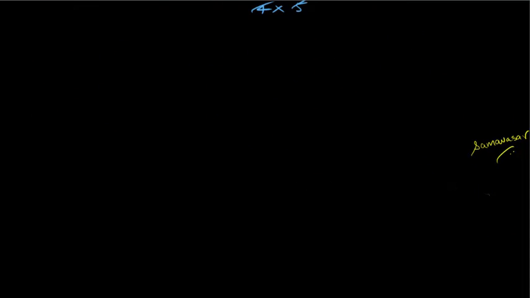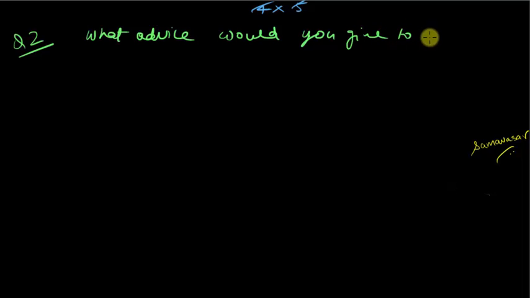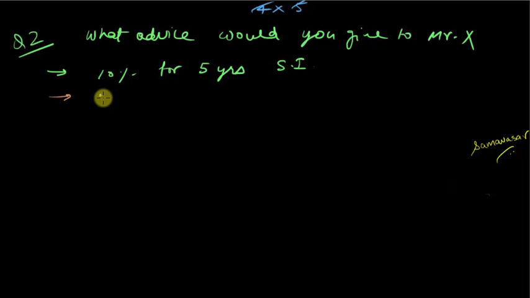Now another question. What advice would you give to Mr. X? He has two options. One is that he can invest a sum at 10% for 5 years in simple interest form. The second option is that he can invest at 20% for 2 years in compound interest. What advice will you give? The advice would depend on the amount that I would get after in each of these two options.